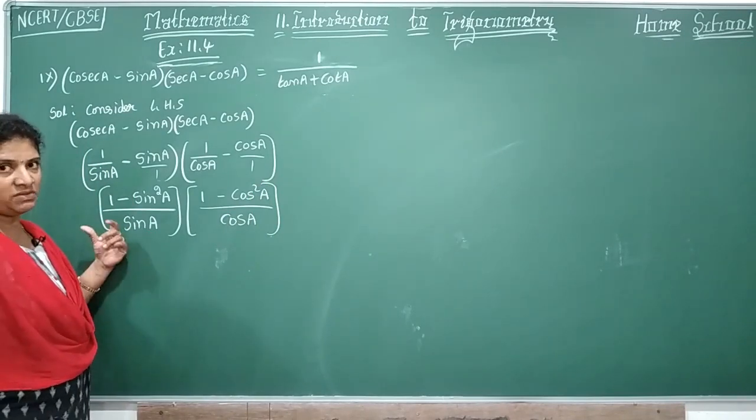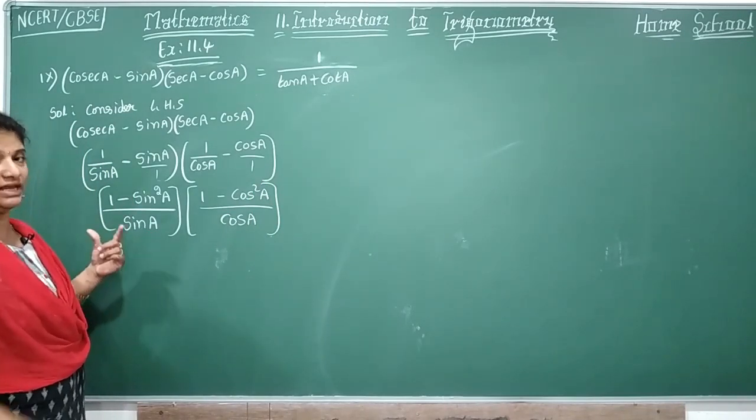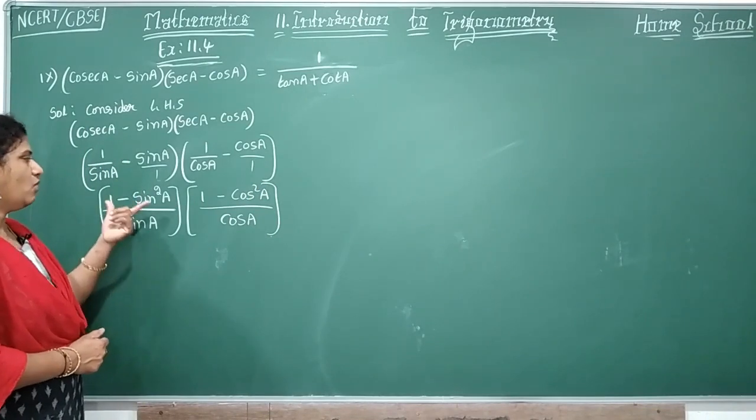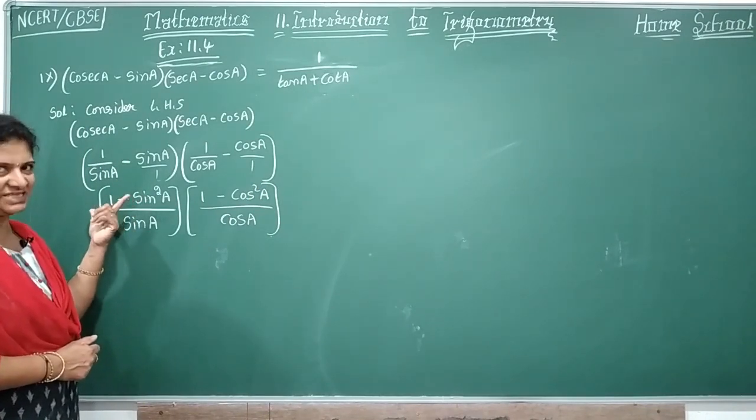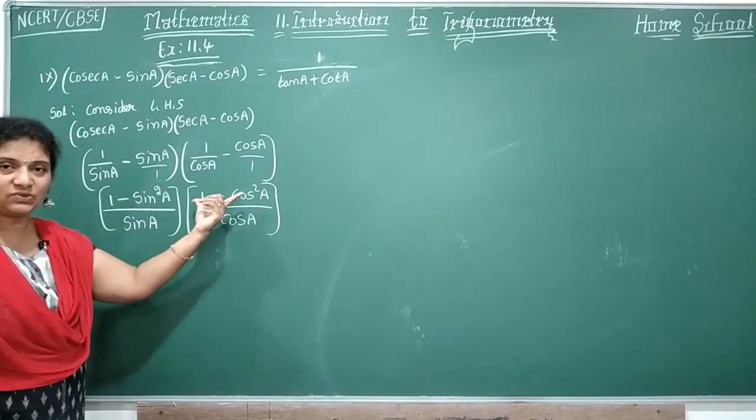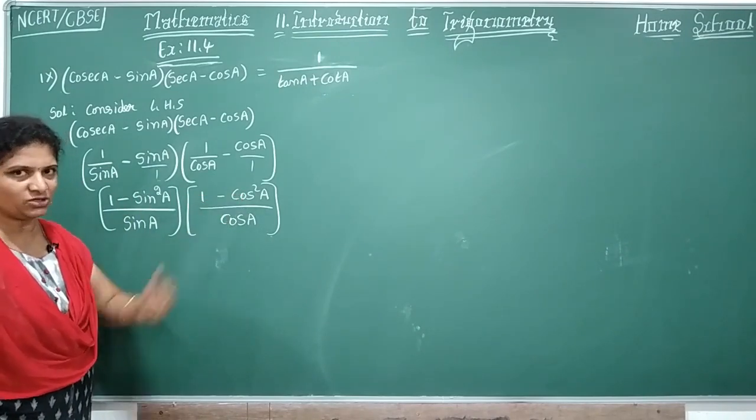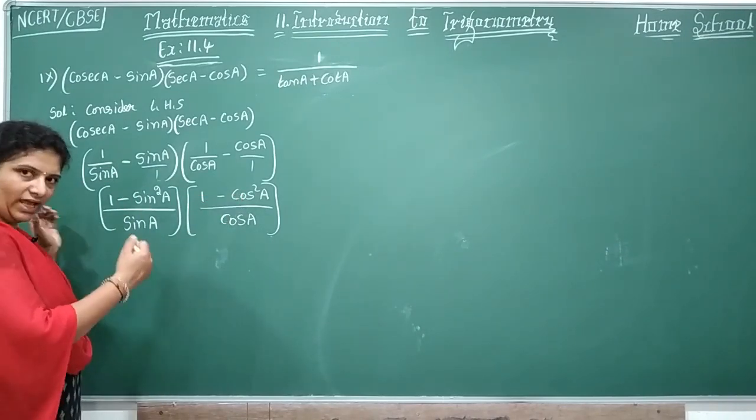By sin square theta plus cos square theta is equal to 1, you can rewrite two more identities. What is cos square theta? It is 1 minus sin square theta. What is sin square theta? It will be 1 minus cos square theta. Okay, you can remember now.